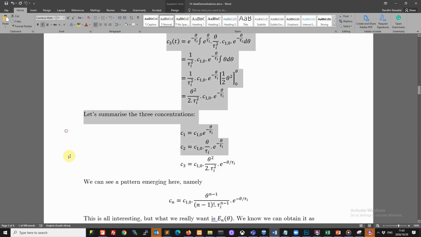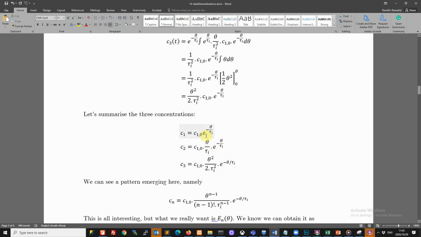And if we summarize these three concentrations, you can see a certain pattern here. You can see that as we consider later tanks, so that was tank 1, tank 2, tank 3. If we were interested in tank 4, tank 5, tank 6, up to any number of tanks, you can see here that you've got a theta. So here, if you like, we had a theta to the 0. Here we've got theta to the 1. That's theta to the 2. And so you've got a 2 here, and this is for tank 3. So that implies we have theta to the power n minus 1, right? That's one thing we can see.